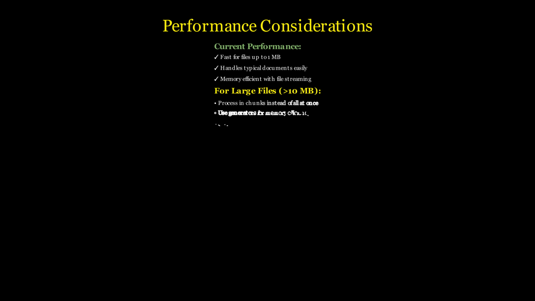Let's discuss performance considerations and optimization strategies. Our current implementation handles files up to 1 MB quickly and efficiently. For typical documents, performance is excellent. The with statement ensures memory efficiency. For larger files exceeding 10 MB, consider processing in chunks, using generators to reduce memory usage, implementing parallel processing, and adding progress indicators to keep users informed during longer operations.